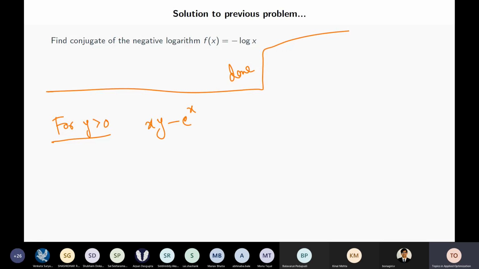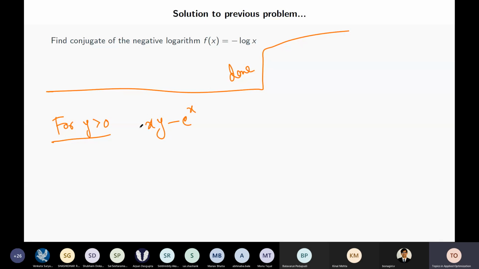Now we have to check the asymptotic case. So the asymptotic case: y greater than 0 but fixed, and x tending to positive infinity and negative infinity. These are the cases where it may go unbounded, right? So y is greater than 0, and x is going to, let us say, infinity. So what can we say about this case?